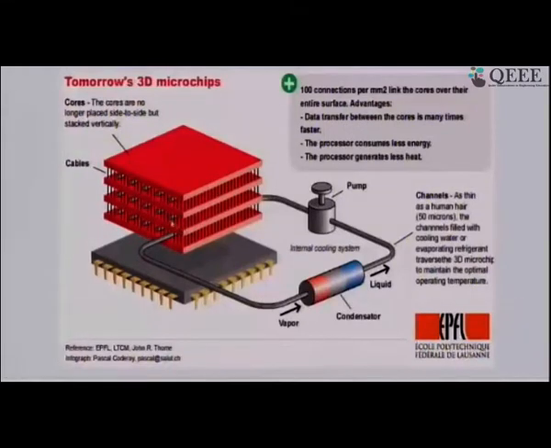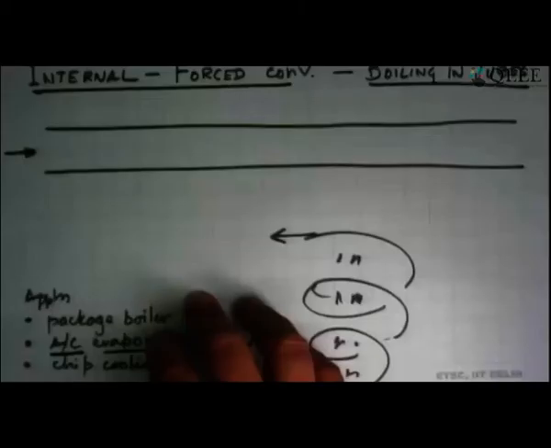And these channels, they are very, very small. 50 microns is the width, and you are trying to make this into an onboard micro refrigerator for cooling these chips. So this is what is being done. So that's an example of chip cooling.